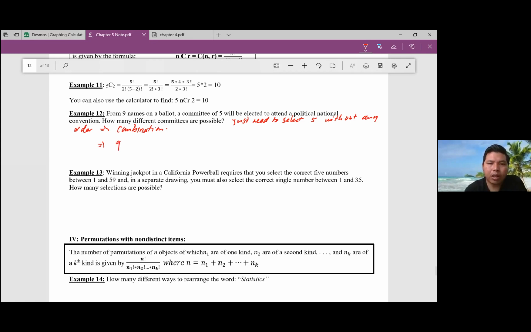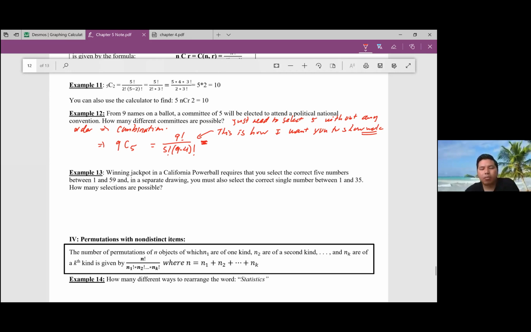Therefore, 9C5, so we get 9 factorial over 5 factorial times 9 minus 5 factorial. So you can use a calculator, but I want you to show your work. So this is what you need to do when you show your work.